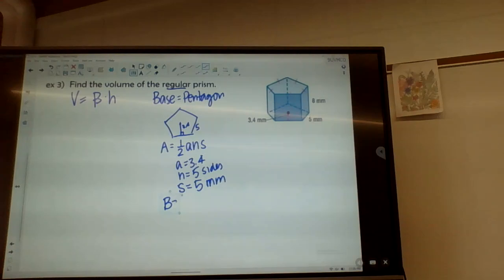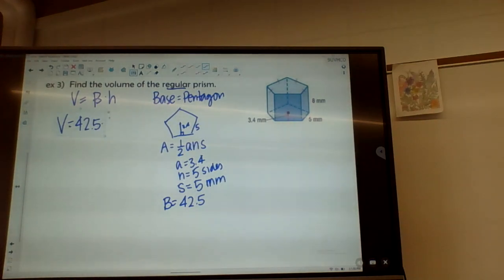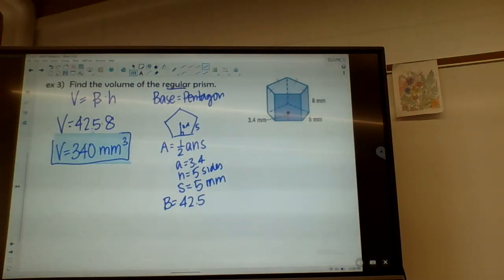So capital B is 42.5 for the area of that base. And the height of our prism is 8. And again, that'll be millimeters cubed. Questions there at all?